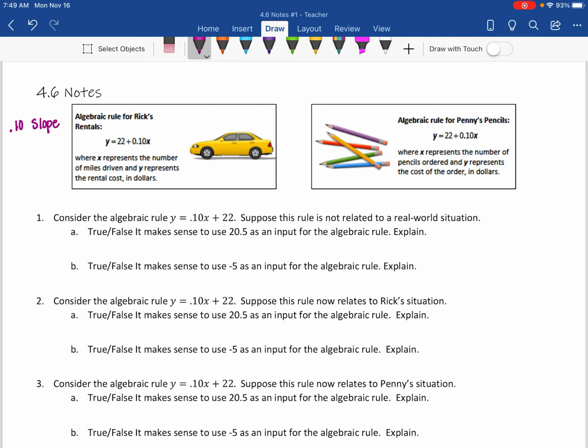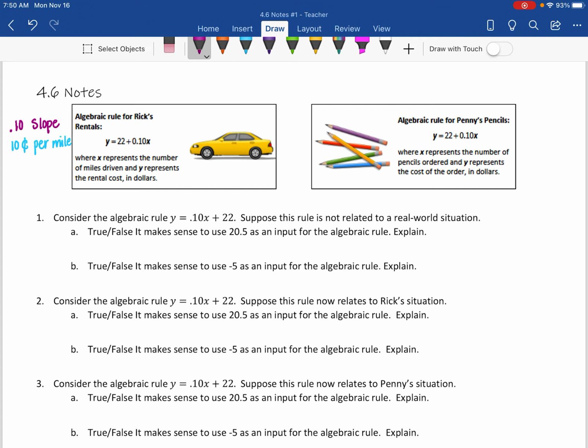Like, why would we be multiplying 0.10 times the number of miles driven when we were trying to find the total cost? Okay, and if you think back, we've done a couple of problems where we were talking about rental fees. This is 10 cents per mile driven. So that indicates 10 cents per mile driven, or the charge per mile.